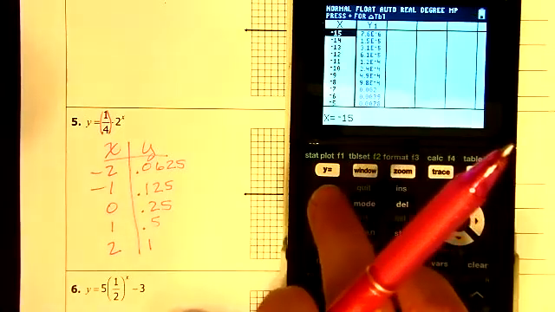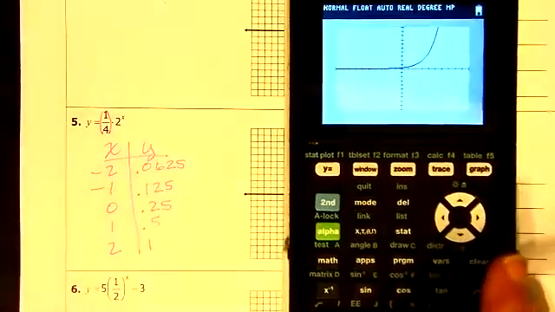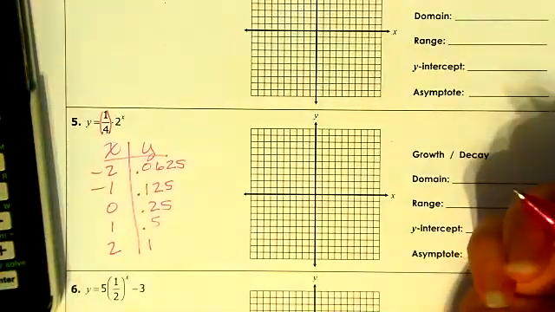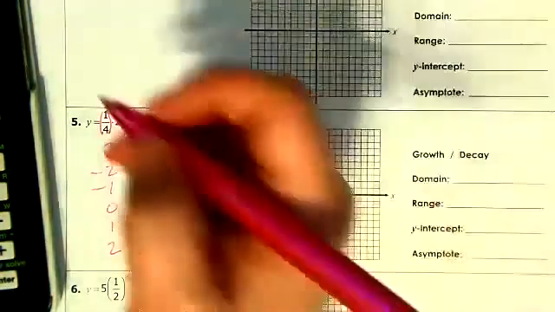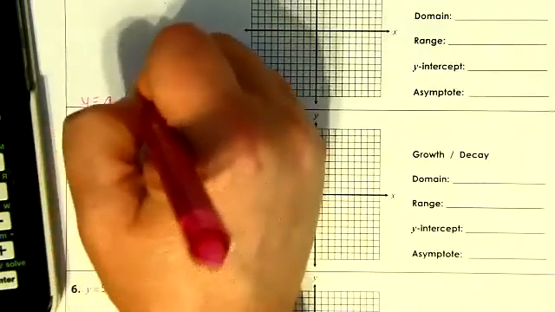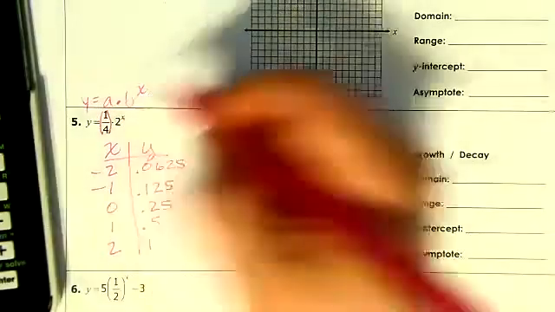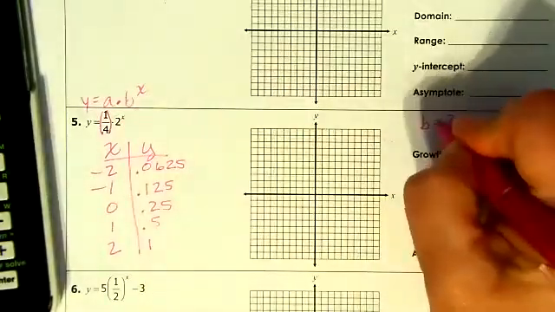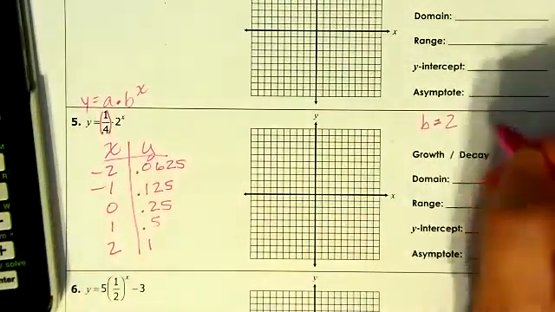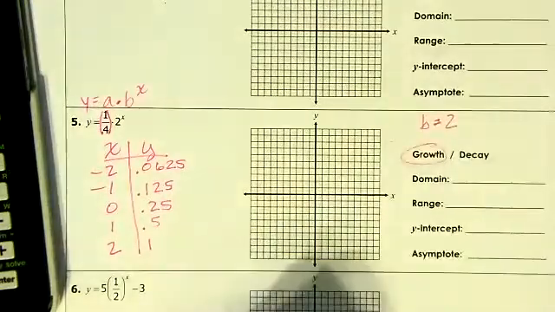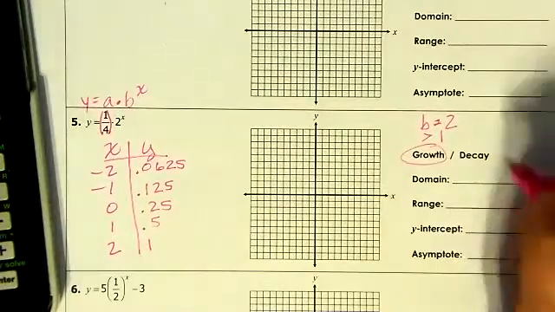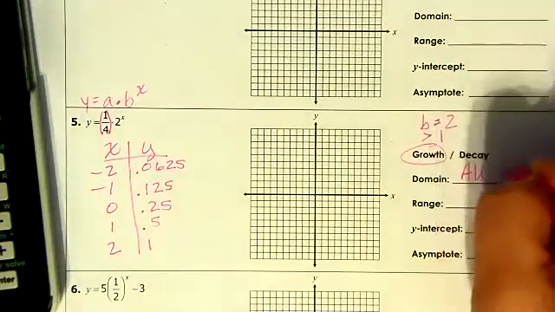Let me go back to the graph so we can make sure we're looking. Okay, so we're going to come over here. And you might be asking yourself, what number is in the b spot? Remember, the formula is y equals a times b to the x. So the b is 2 in this. The a is 1/4. Okay, so we have the 2, which is representing the growth. That it's a growth because it is greater than 1. My domain is all real numbers.